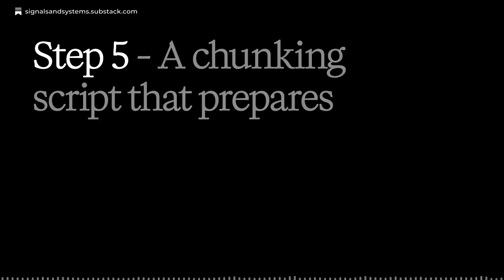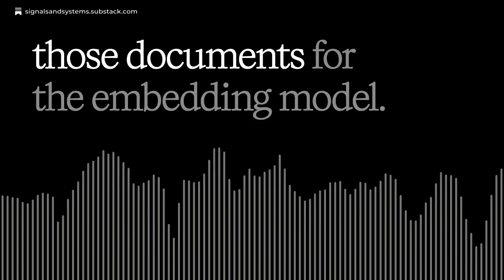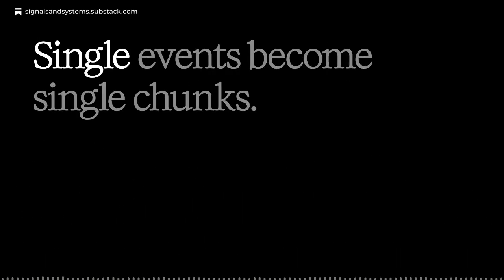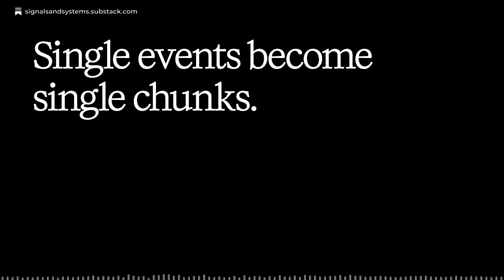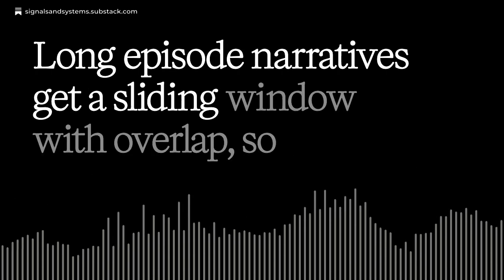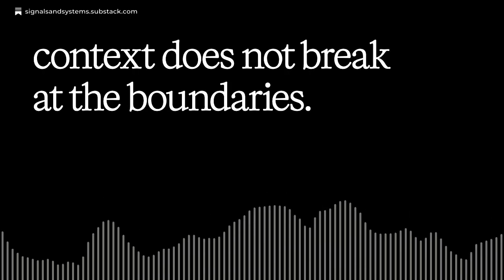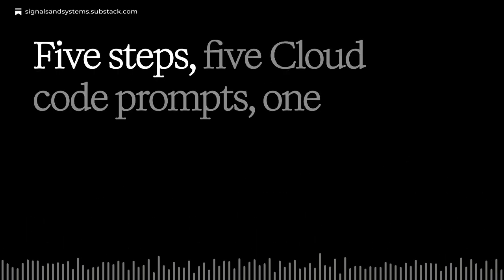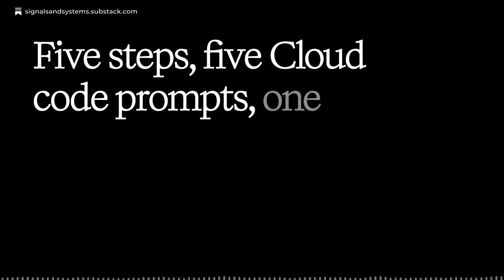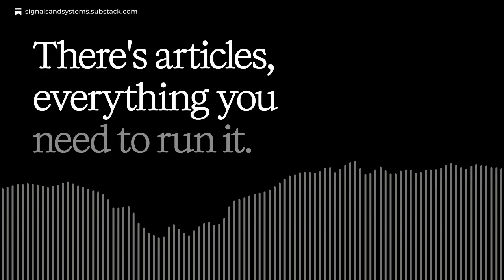Step 5. A chunking script that prepares those documents for the embedding model. Single events become single chunks. Long episode narratives get a sliding window with overlap, so context does not break at the boundaries. 5 steps, 5 Cloud Code prompts, 1 directory of pipeline-ready documents at the end. This article has everything you need to run it.